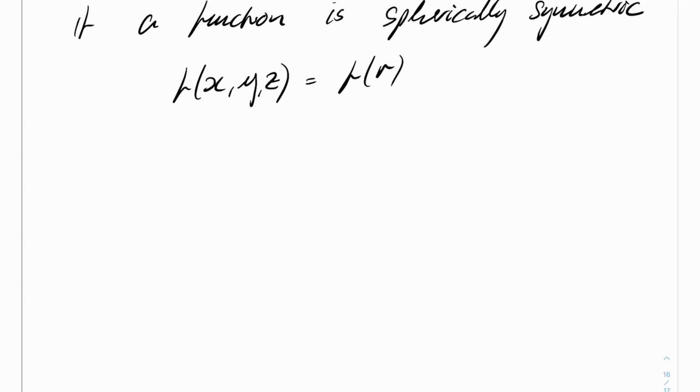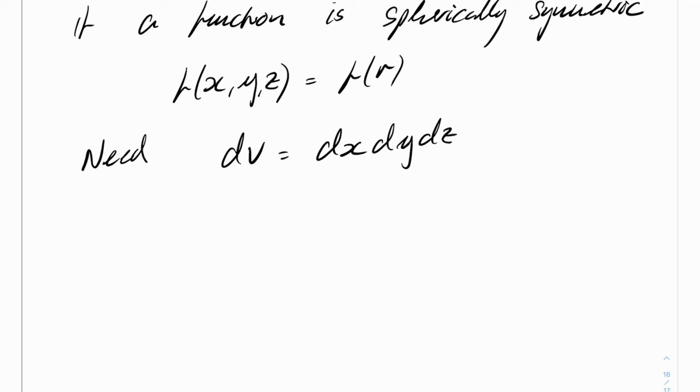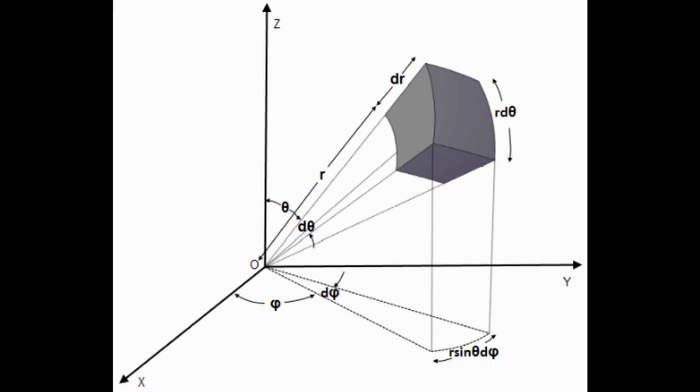But how do we calculate the volume element? Well, in order to do integrals, we need the volume element dV, which we know in Cartesians is just dx dy dz, the lengths of a cube. For spherical polars, this turns out to be r squared sine theta dr d theta d phi. And this gives the infinitesimal volume associated with a small volume which lies along constant coordinate lines r, theta, and phi.